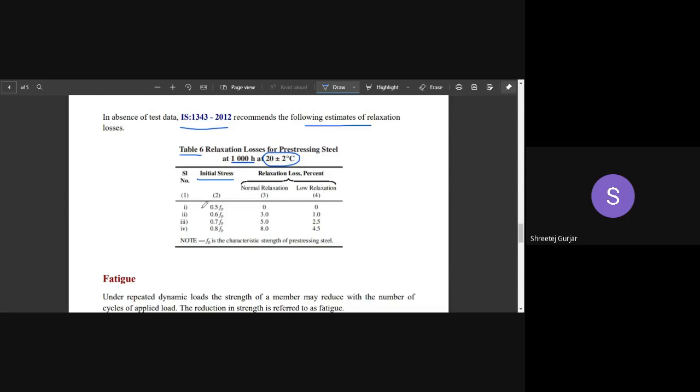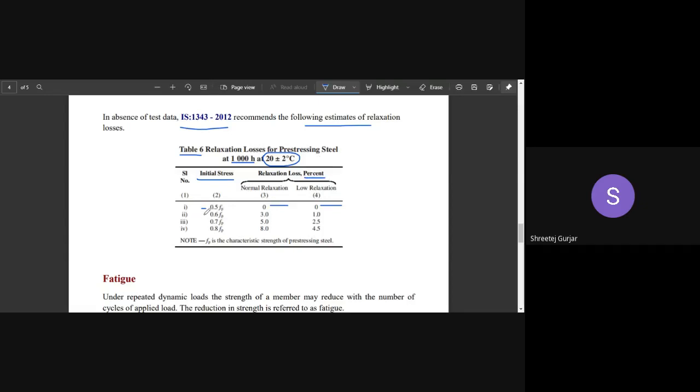If we have applied 0.5 fpk as the initial stress, where fp is nothing but fpk, then the relaxation losses will be 0, 0. There will be no normal relaxation and no low relaxation, zero relaxation losses. The relaxation losses are given in percentage.